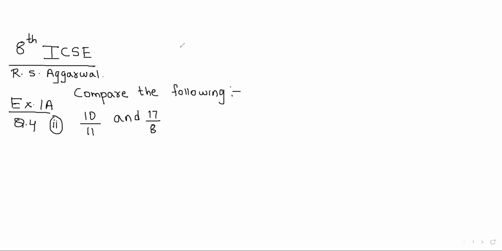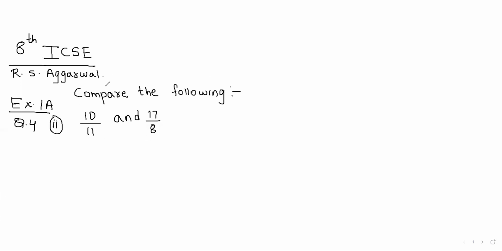So how to do it? In both the rational numbers, we want the denominator equal. So we'll observe the denominator here. Do we have the denominator equal? What is the denominator of the first rational number? It's 11. What is the denominator of the second rational number? It's 8. Are they equal? No. Let us make them equal.